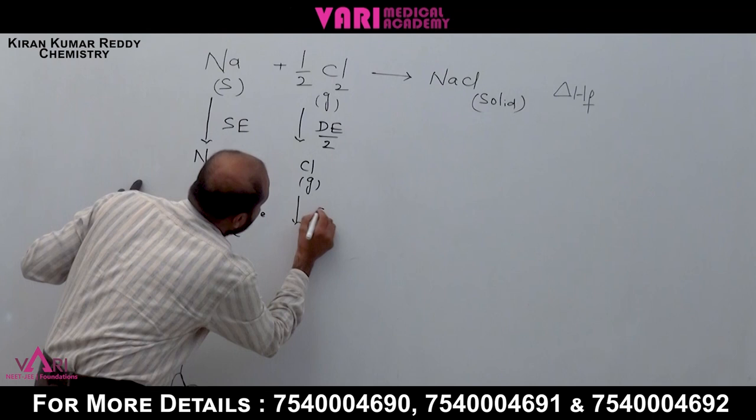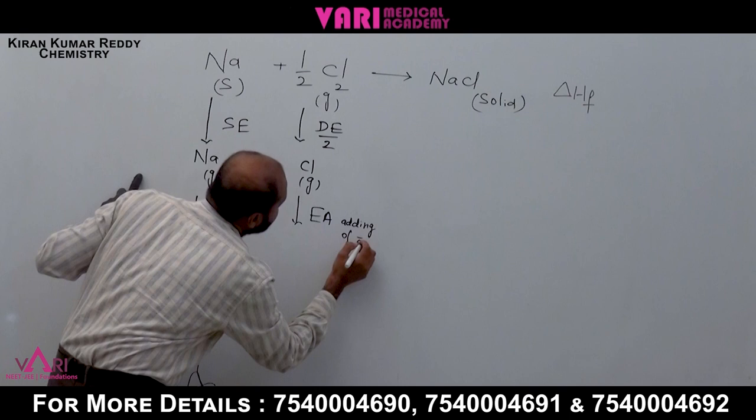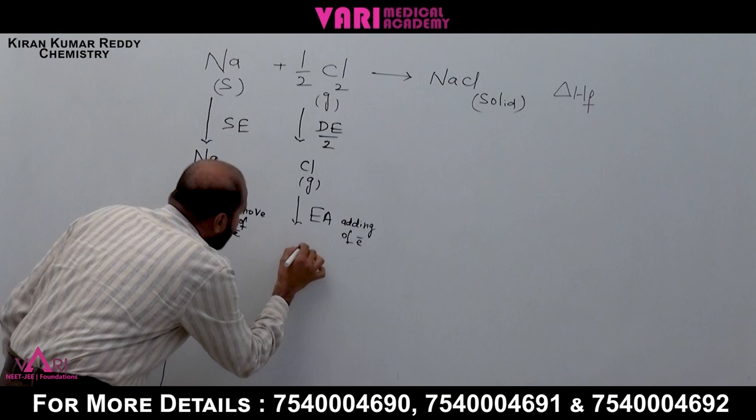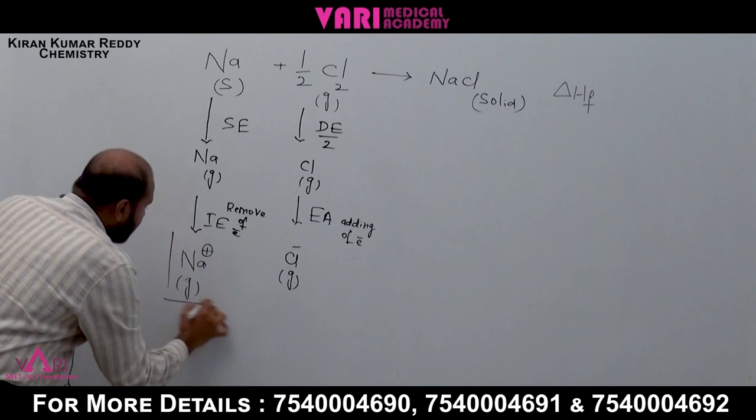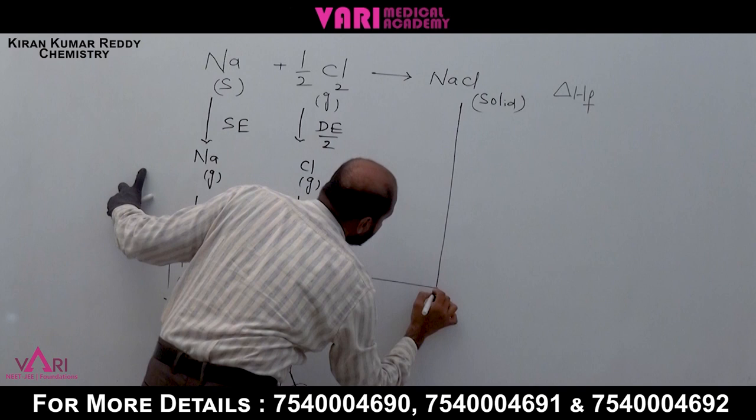Now write electron affinity. What is electron affinity? Adding of electron is called electron affinity. Now after adding, Cl- is formed, which is also a gas. Now Na+ is a gas and Cl- is also a gas. These are in an unstable state. They react to form the compound, and this energy is called lattice energy.